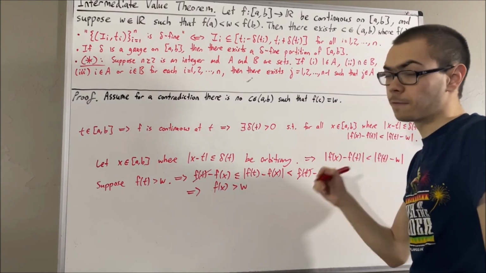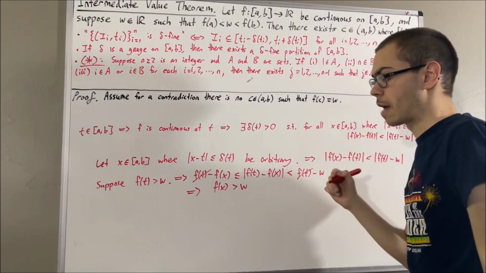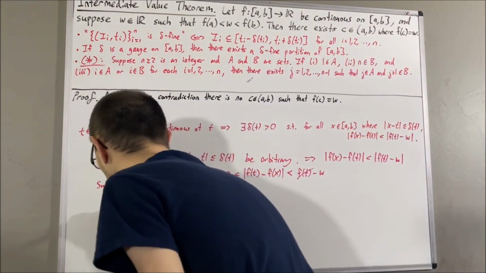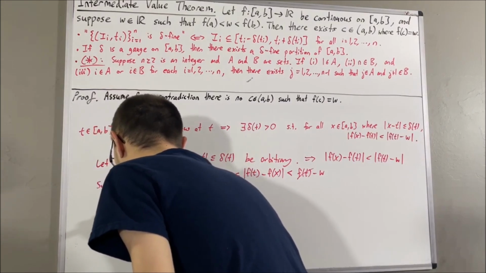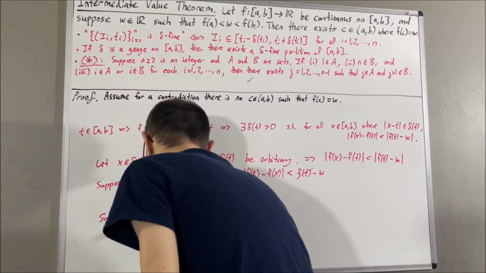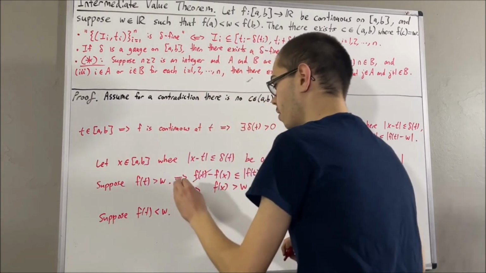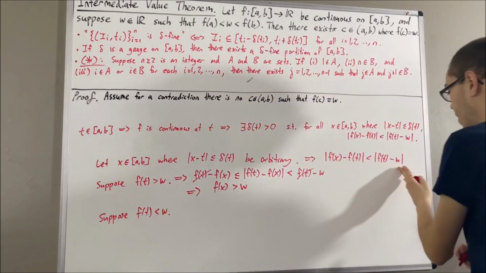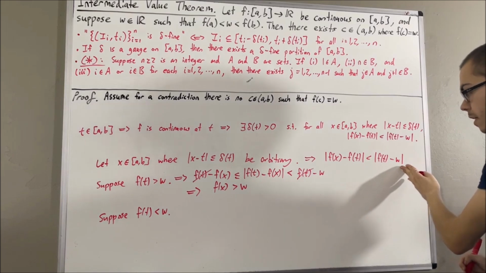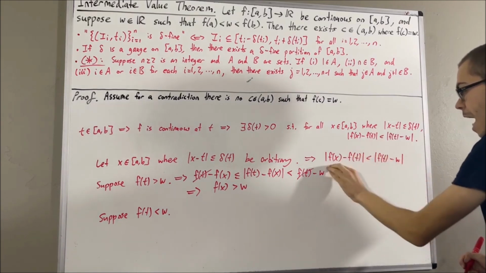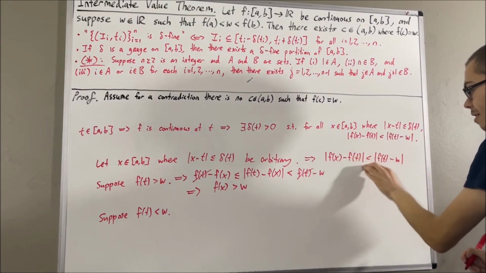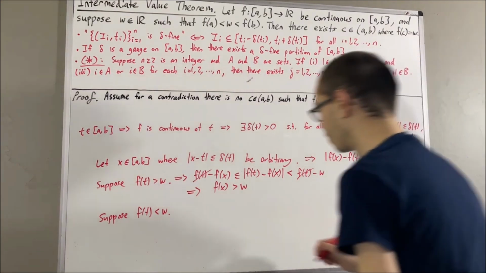Now let's show if f of t is less than w, then f of x is less than w. So we'll suppose f of t is less than w. Well, then in that case, the absolute value of f of t minus w is equal to w minus f of t. So this becomes absolute value f of x minus f of t is less than w minus f of t.